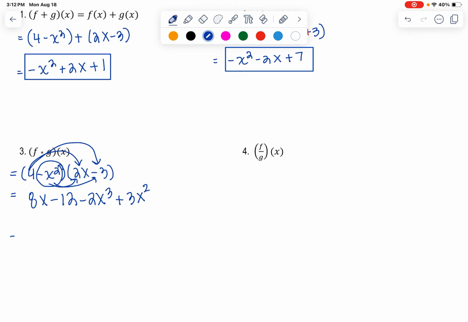Okay, so now if I look, there's no like terms to combine, but I can write it in standard form, or the exponents in descending order. So I have negative 2x cubed plus 3x squared plus 8x minus 12.